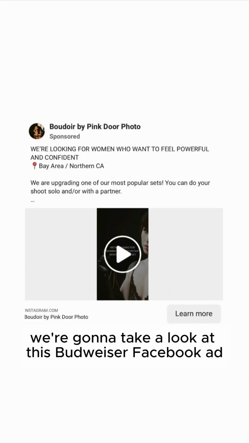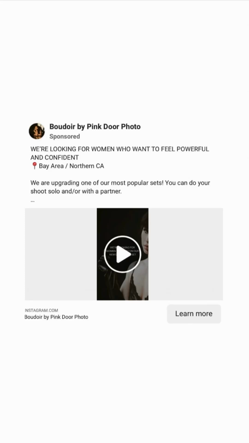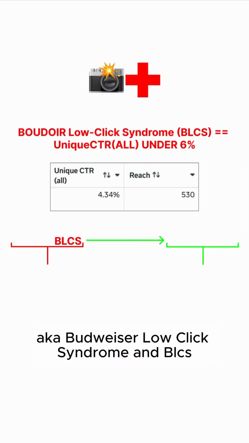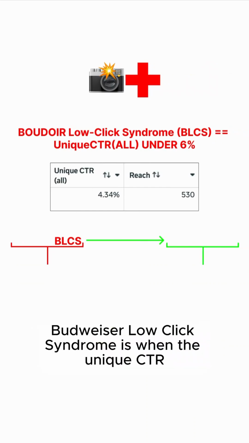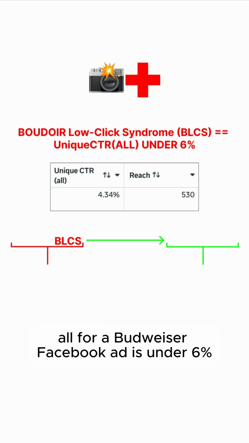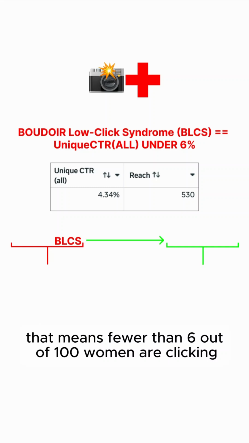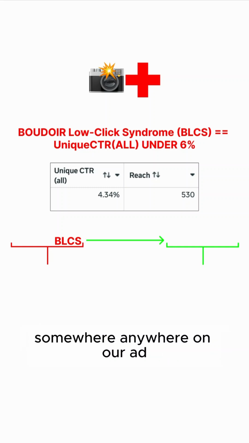All right, y'all, we're going to take a look at this Boudoir Facebook ad. We're going to diagnose it, see if we believe it has BLCS, aka Boudoir low click syndrome. And BLCS is when the unique CTR all for a Boudoir Facebook ad is under 6%. That means fewer than 6 out of 100 women are clicking somewhere, anywhere on our ad.